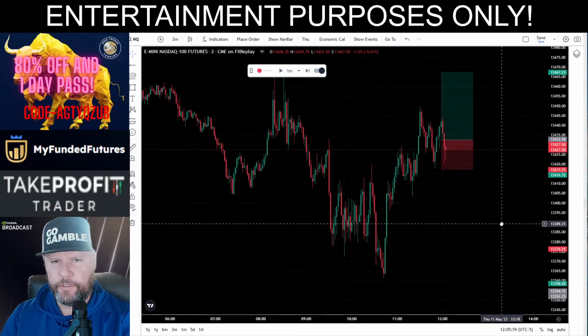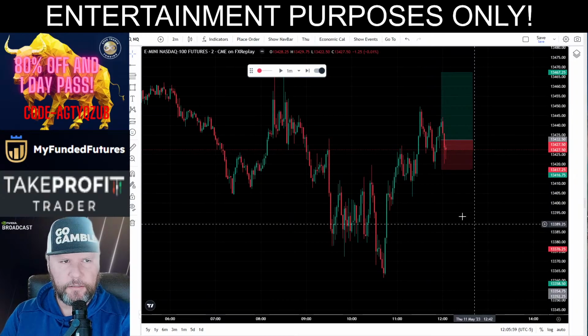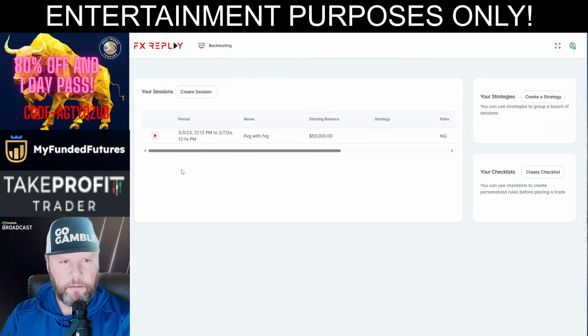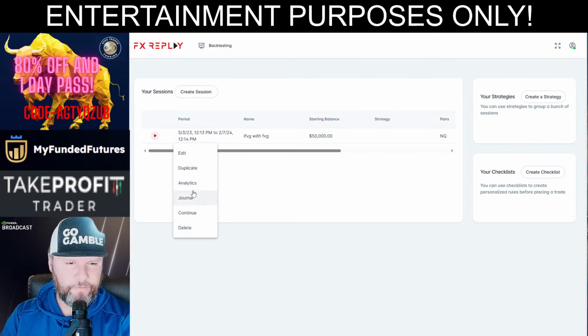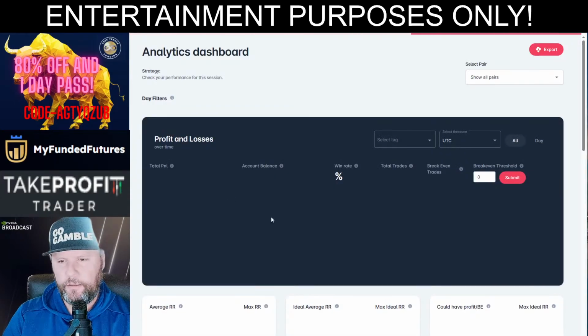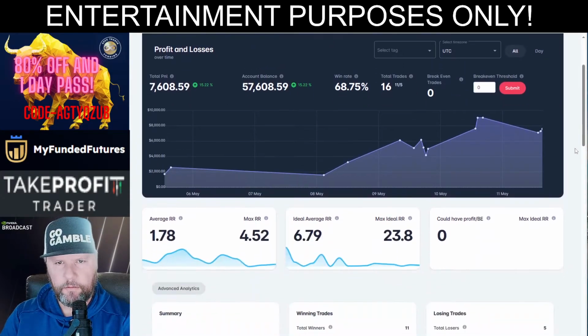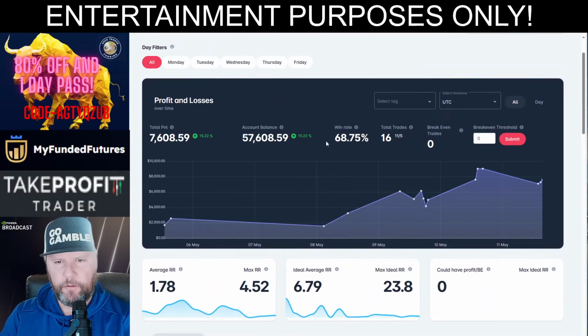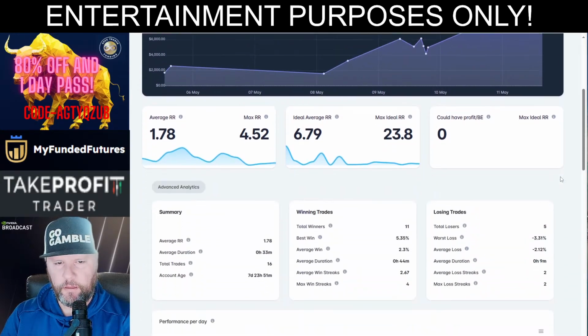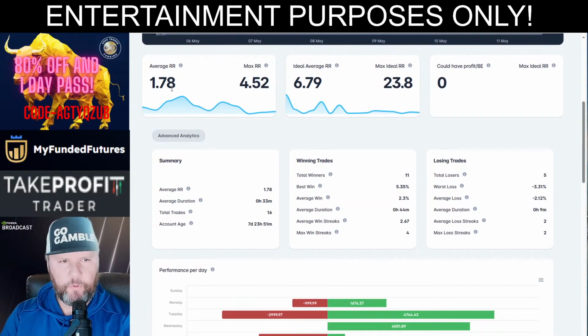All right, let's take a look at the results. That's about an hour of backtesting. Let's go back and see how she ended up there. I didn't feel like it was great. I didn't feel like it was horrible either. So 68% win rate, 11 winners, 5 losers. That's not horrible, really. $7,600 in profit. We took only 16 trades. Average RR 1.78. It's not great.